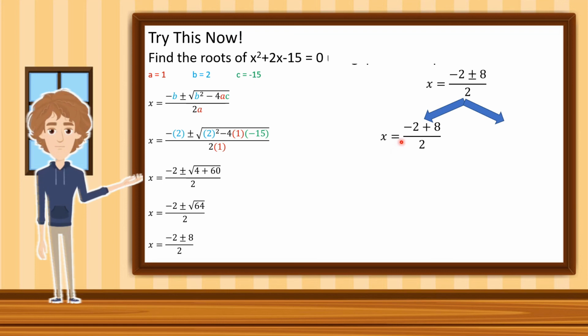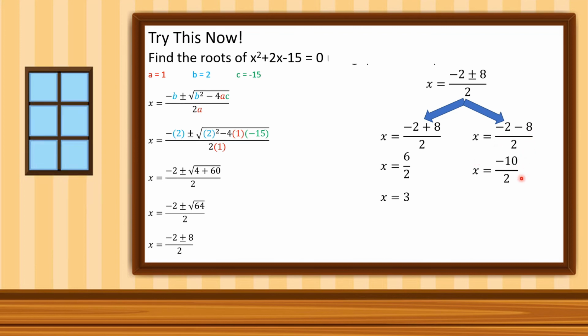The x is equal to negative 2 plus 8 all over 2, and x is equal to negative 2 minus 8 all over 2. Let us first answer the first root. We have x is equal to 6 over 2, and 6 over 2 is 3. And then how about the next one? We have negative 2 minus 8, that is negative 10 all over 2. So negative 10 over 2, and that is negative 5. Therefore, the roots are 3 and negative 5.